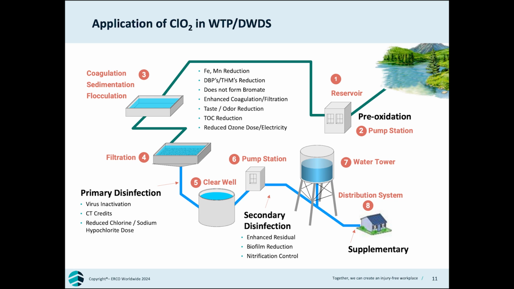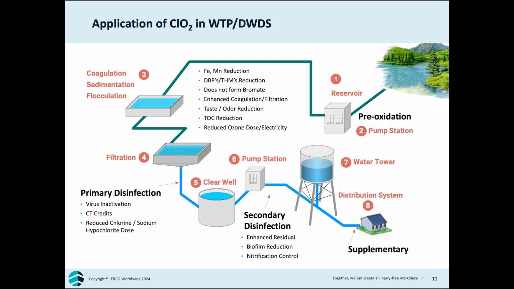In the pre-oxidation zone, such as the raw water intake to the sedimentation process, chlorine dioxide is used to oxidize iron, manganese, organic precursors that help form the THMs and HAAs, and even for early CT credit. In the primary disinfection zone, at the filters and clear well, it is used for CT credits and a reduction of chlorine dose leading to THMs and HAAs.